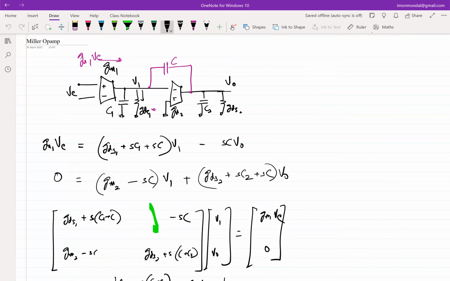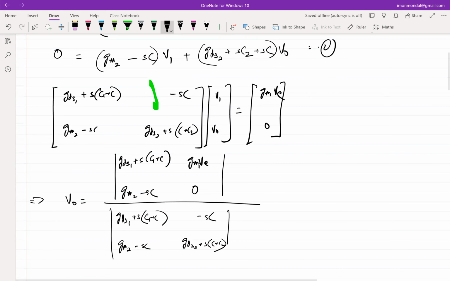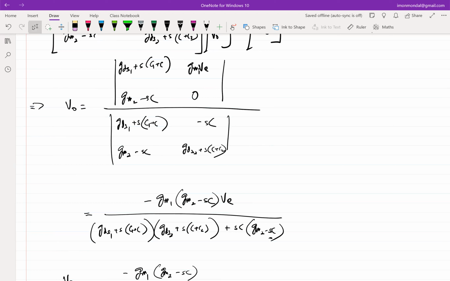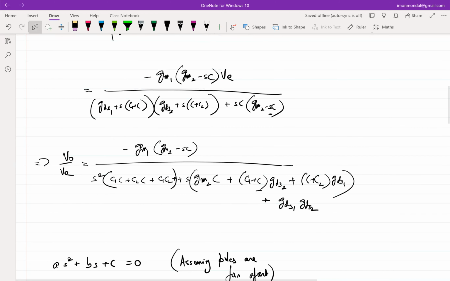So if you simply write out the similar things that I have sent in the answer sheet, you get two equations. This is one, this is two. Basically, you have to solve for V naught over Vi. In matrix form it is simple; you just put it in matrix form. I'll share this with you, you don't have to write. Now you do the algebra and you end up with this big nasty equation.